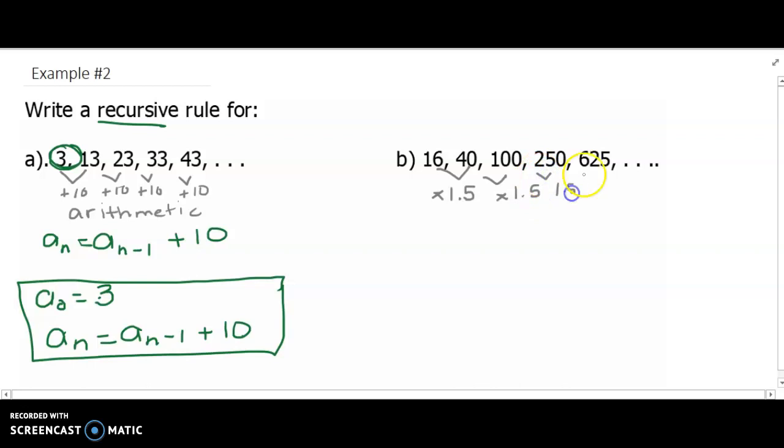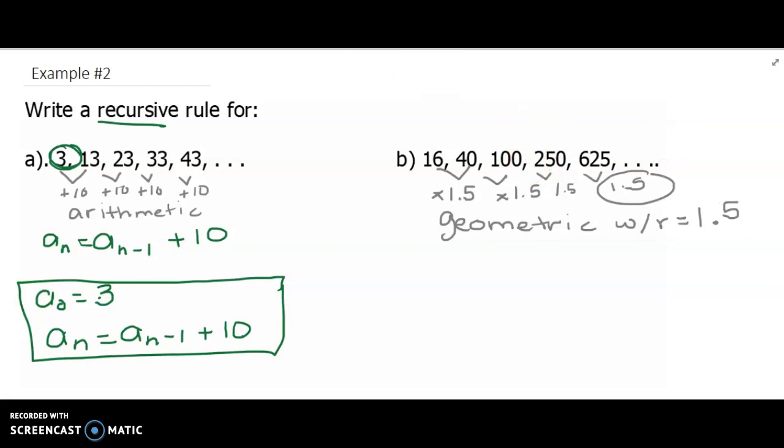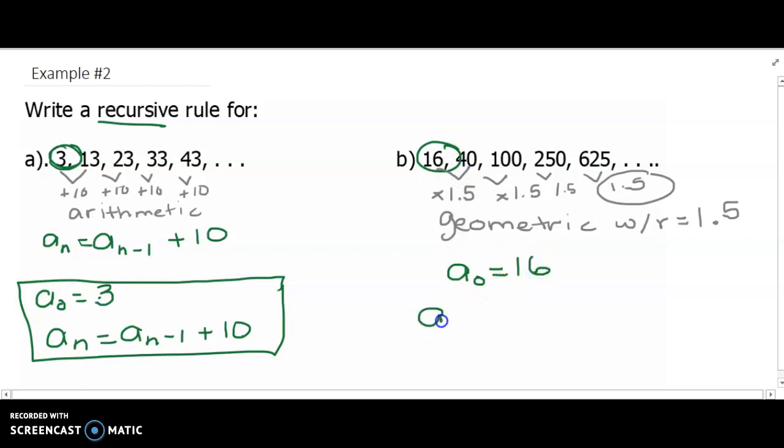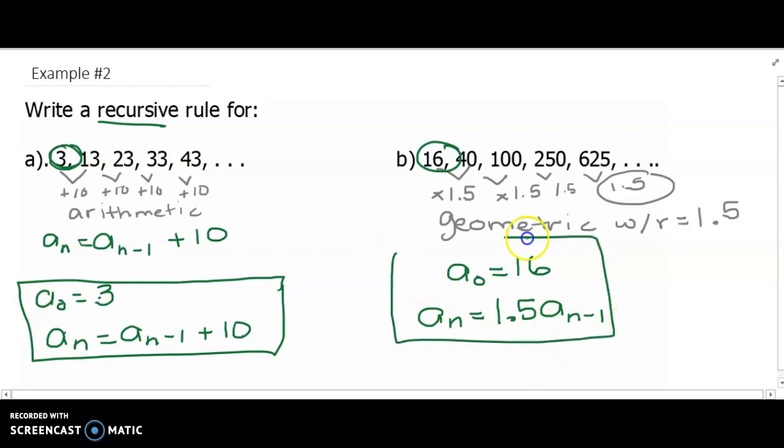Multiplying by 1.5, and multiplying by 1.5. Okay, so here I have a geometric series with my r value as 1.5. To find my rule, I would have to state my first term, so I'd say a sub 0 equals 16, and then every term after that is 1.5 times my previous term. These two together would be my rule for part B.